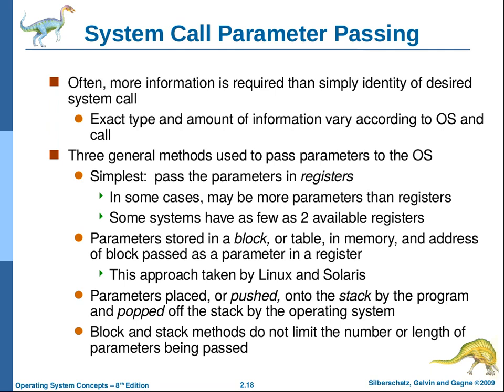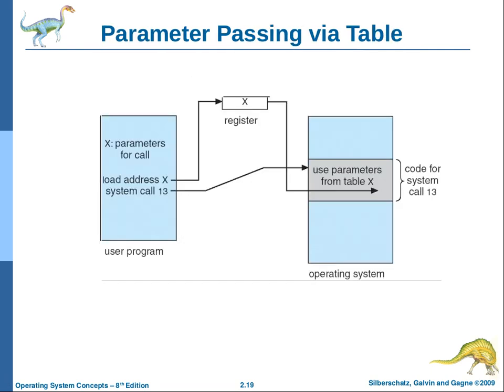Let's see. Pass parameters in registers. You can pass them as a block in memory, which is usually what Linux does. They can be pushed onto a stack or popped off. If you've done assembly, you hopefully understand what that means. There's a little stack memory, and that's how it can be stored. Block and stack methods don't limit the length of parameters being passed, which is why they're pretty popular. Although the registers are faster.